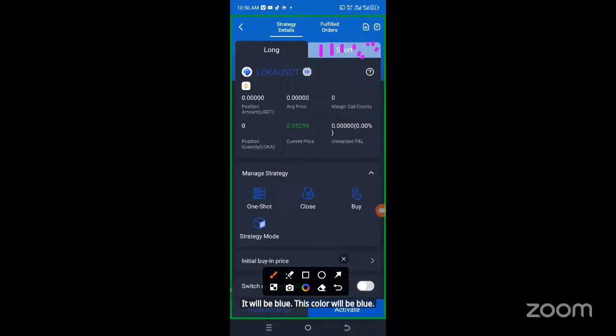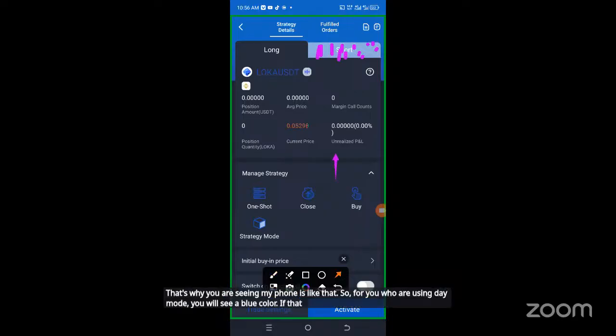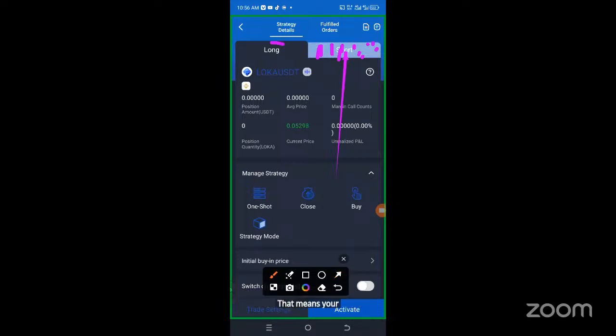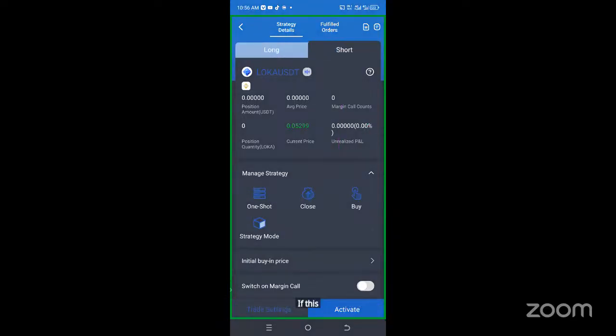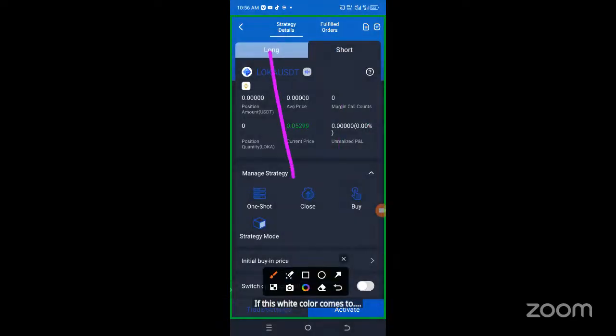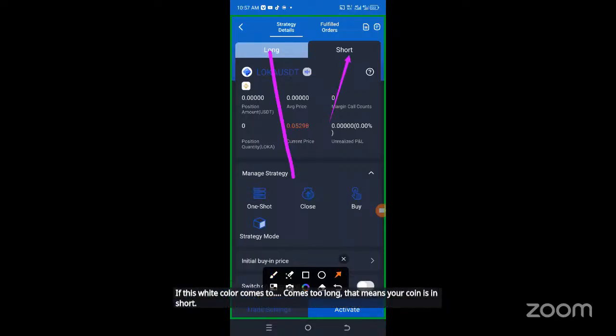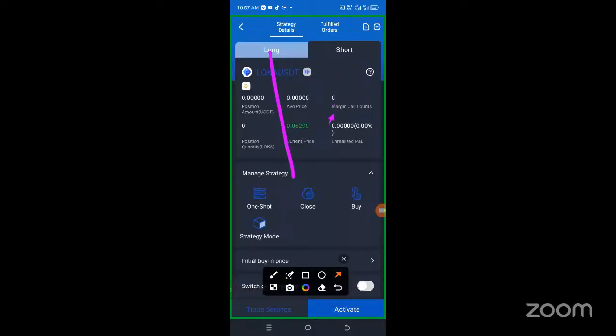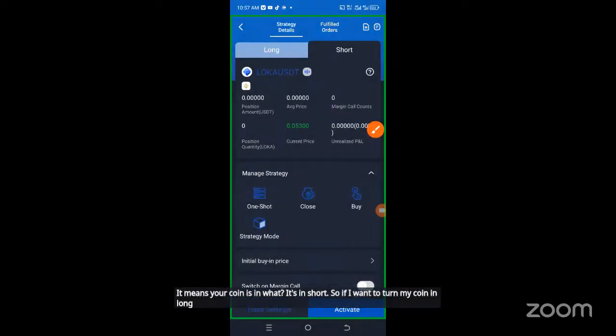For me, I'm using night mode, that's why you are seeing my phone like that. For you who are using day mode, you will see a blue color. If that blue color is in short, that means your signal is already in long. If this white color comes to long, that means your coin is in short.